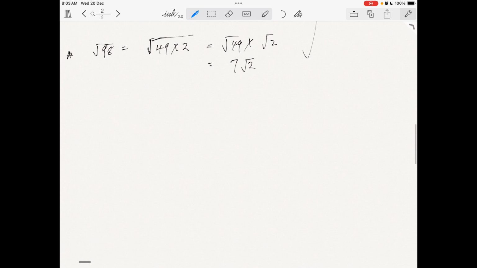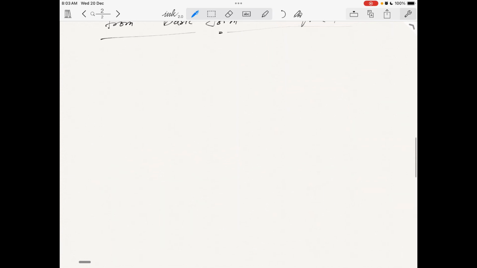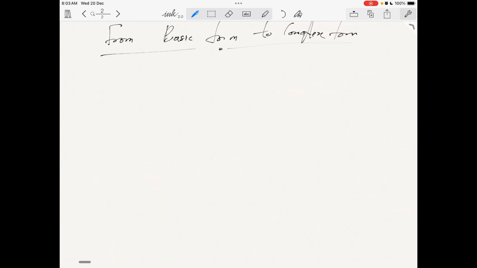Okay, taking from basic form to complex form, how can we establish that? Let's take for instance we are given 2 root 3. We want to take it back to its complex form. The best thing we can do now is, you know, that this is 2 multiplied by root 3.